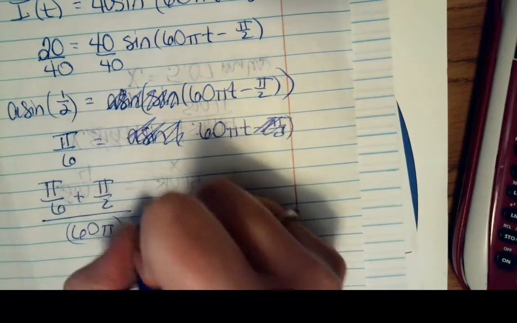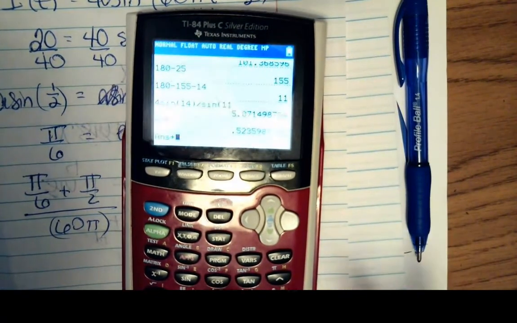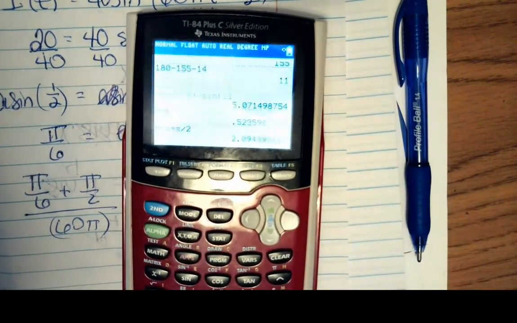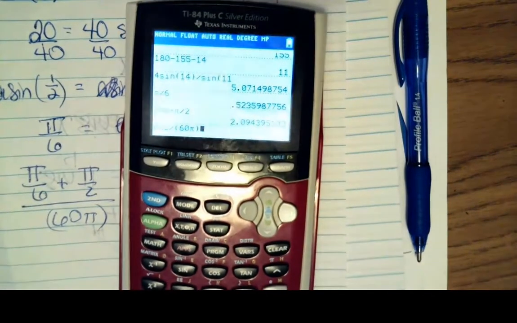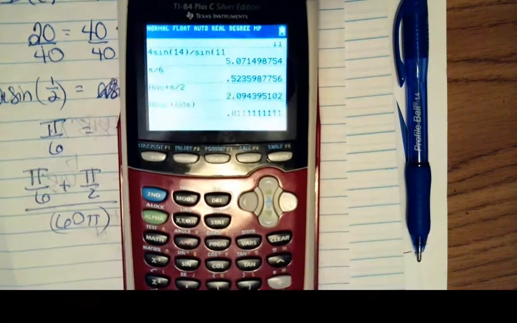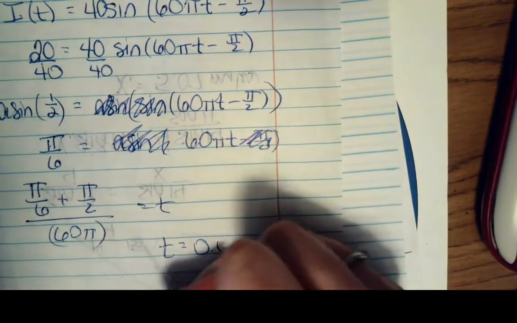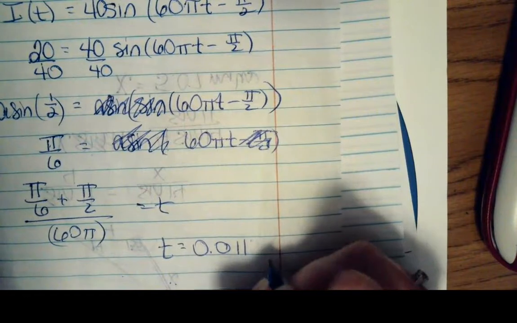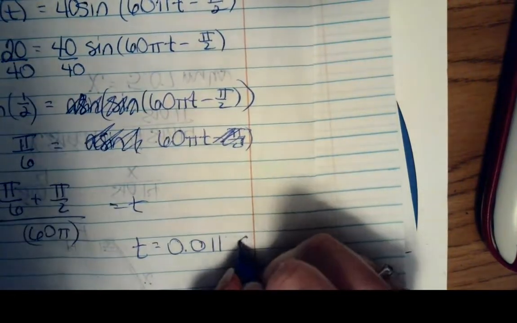Make sure you put that in parentheses. So pi over 6 plus pi over 2, divided by parentheses 60 pi, or it will screw up your order of operations, gives you an answer of 0.01111. So my time is 0.011 seconds. Seconds. Okay.